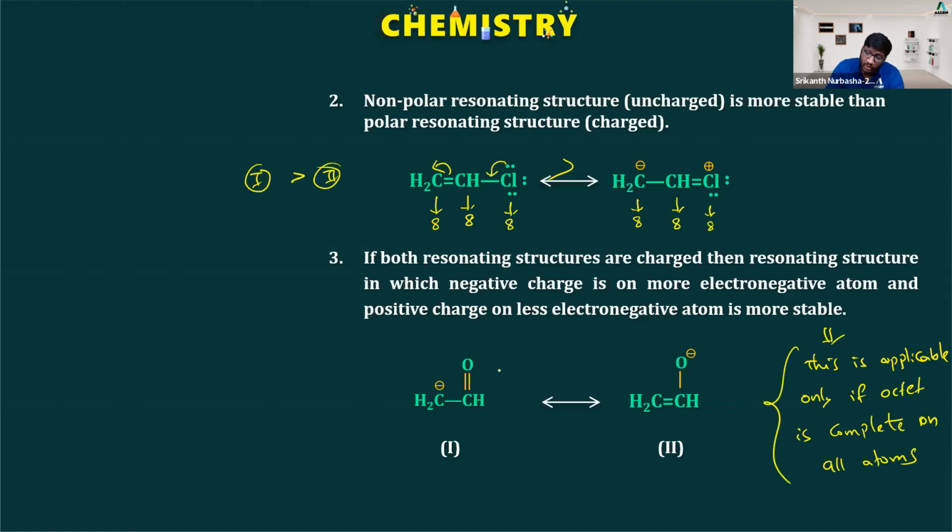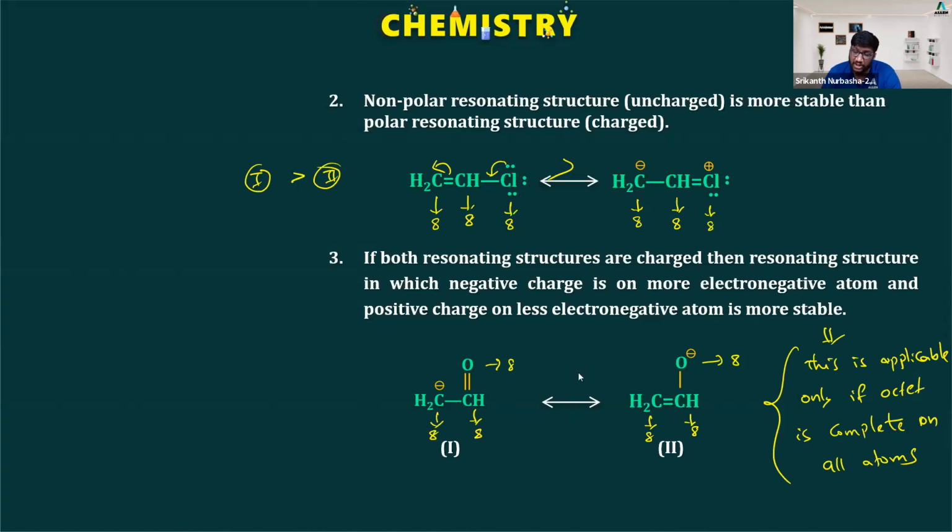CH2=CH–O⁻, CH2=CH–O minus. Like you have 8 electrons on each atom. This carbon also has 8 electrons, this also 8 electrons, oxygen also has 8 electrons, because 1 bond, 2 lone pairs and a negative charge. So 2 lone pairs include 4 electrons, 1 bond includes 2 more electrons, negative charge includes 2 more electrons. So every atom has 8 electrons.